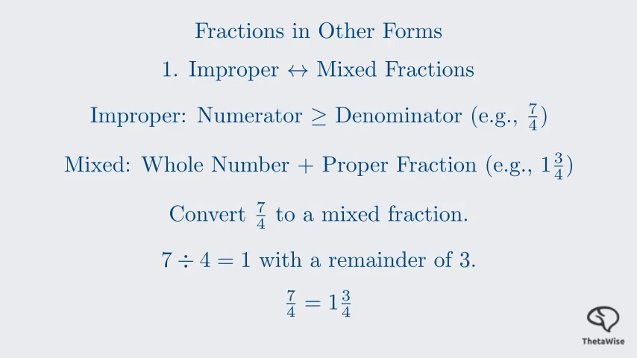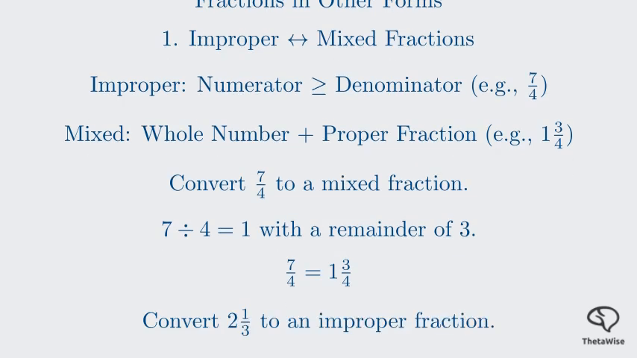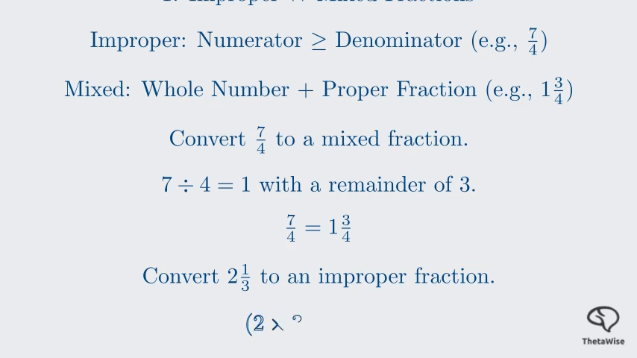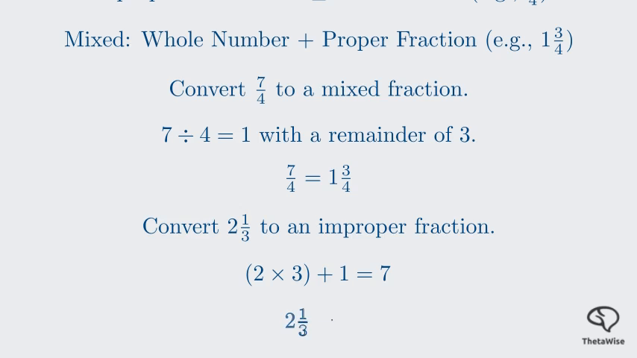To go the other way, from a mixed fraction to an improper fraction, you multiply the whole number by the denominator and add the numerator. This sum becomes the new numerator, and the denominator stays the same. For 2 and 1 over 3, we multiply 2 by 3 to get 6, then add 1 to get 7. The denominator is 3, so 2 and 1 over 3 is equivalent to 7 over 3.